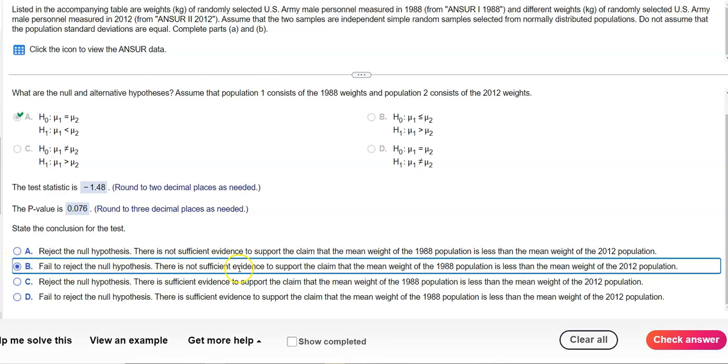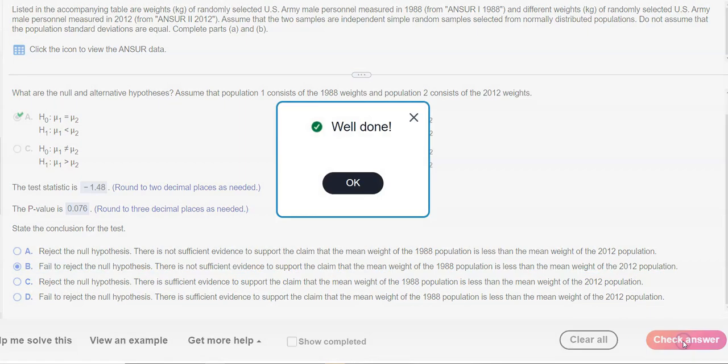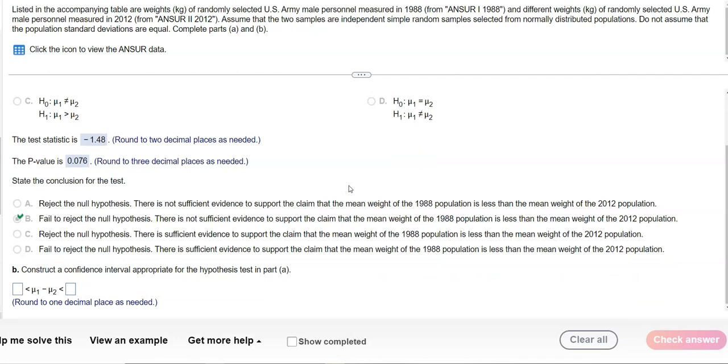There is not sufficient evidence to support the claim that the mean weight of the 1988 population is less than the mean weight of the 2012 population. Now we need to construct a confidence interval that's appropriate for this hypothesis test. So we can go back to StatCrunch and do that.